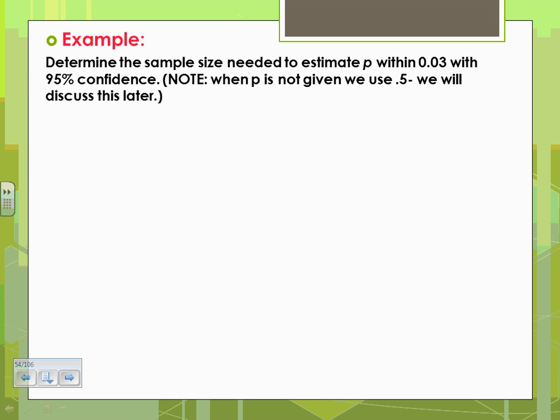So we are going to do our margin of error. We want it to be 0.03 or smaller. So we're going to do our critical value. If we are 95% confident, go on your chart and find that. It is 1.960, times our standard error here. And we didn't know p-hat, so we're going to use 0.5. And our n is what we want to solve for.